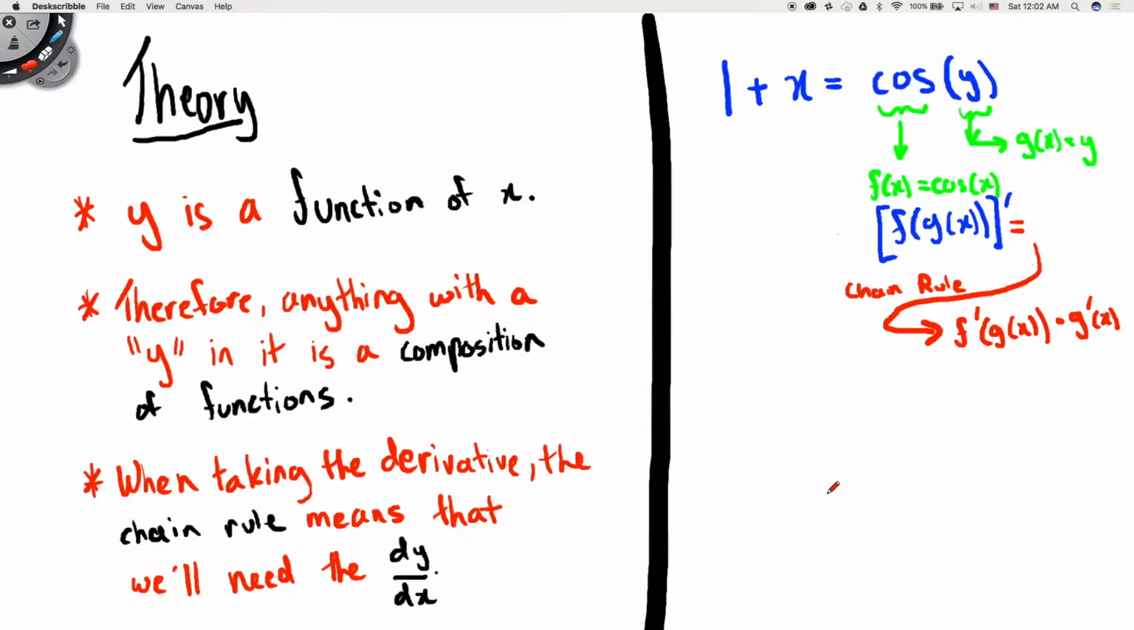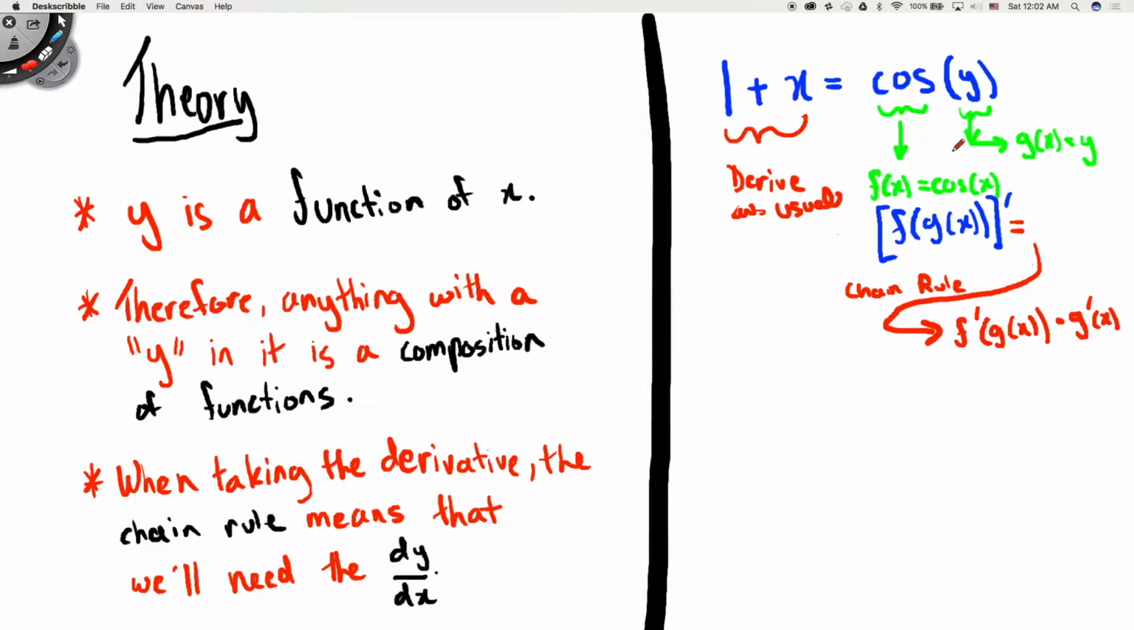Right? So let's look at what each of these would be in the context of this problem. If we took the derivative of everything, then this we would just derive as normal, right? Because we have an x, so we just derive that as usual. But now let's look at what we've got here with our cosine of y.